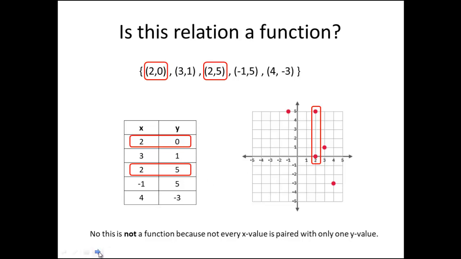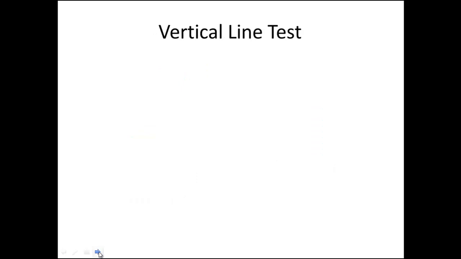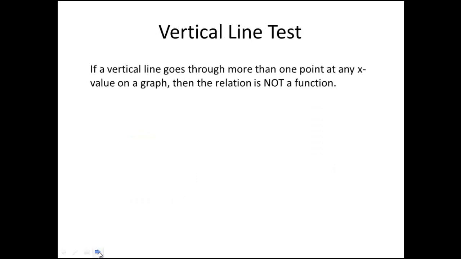Let's talk about this vertical line test. If you have a vertical line, think of it as an invisible line, or even take a ruler or your pencil, something that you can see and put it on a graph. If that line goes through more than one point at any x value on the graph, then that relation is not a function. So let's take a look at some more examples and use our vertical line test to see if it's a function.